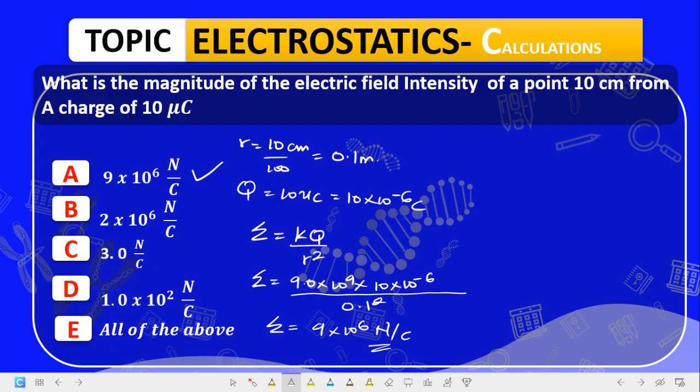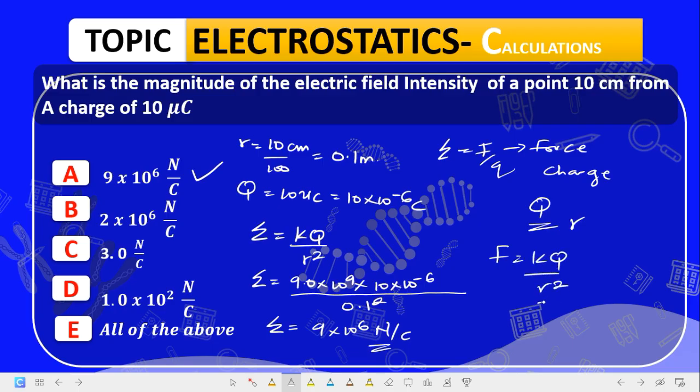Now, sometimes you may be given questions like this. There are cases when you need to use the formula E equals F over Q. This is also a formula for the electric field intensity. That is when you are given the force and the charge. But in a situation where you are given the charge alone, and they give you the distance of separation R, you have no option than to use KQ all over R squared. And that is the one we actually used for this question.